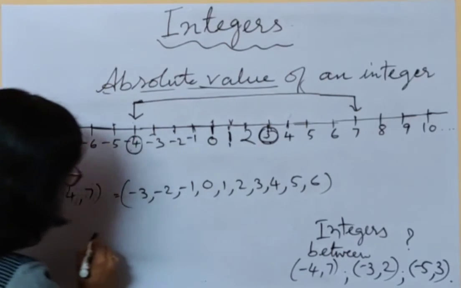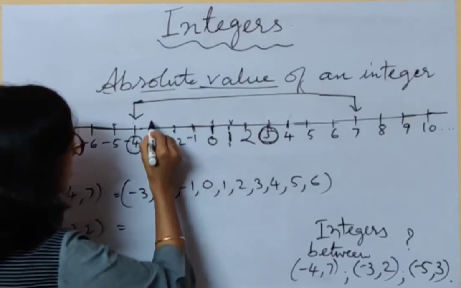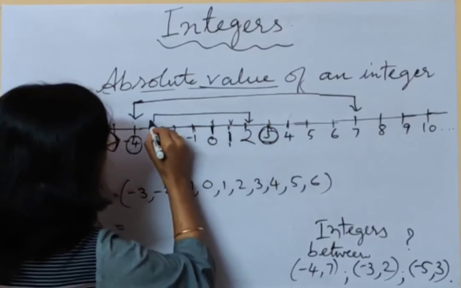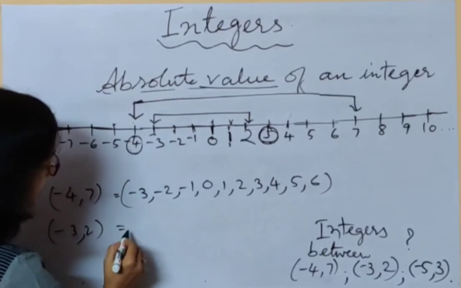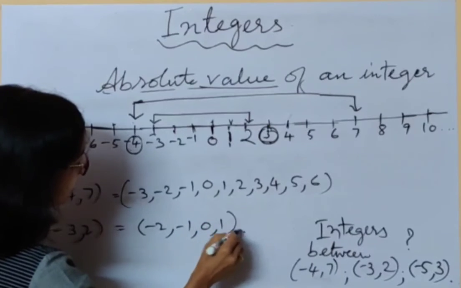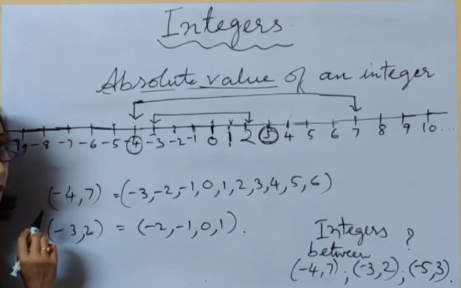Now minus 3 and 2. What are the numbers between? Minus 3 is here and 2 is here. After minus 3 you get minus 2, minus 1, 0 and 1. These are the integers between minus 3 and 2.